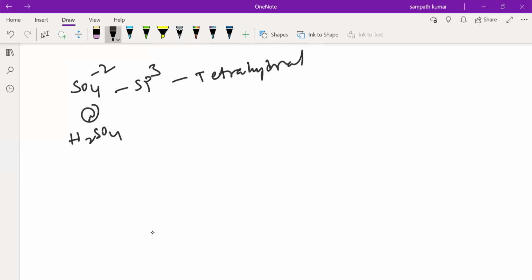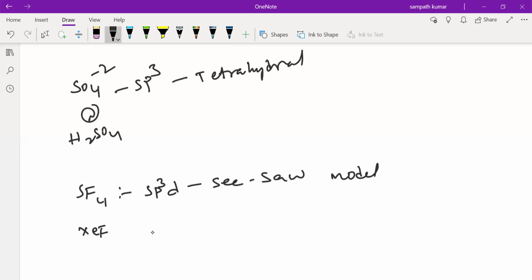SF4. The hybridization is sp3d. It follows the VSEPR model. One lone pair of electrons is present on sulfur. One lone pair of electrons is present on sulfur. Okay? Next.